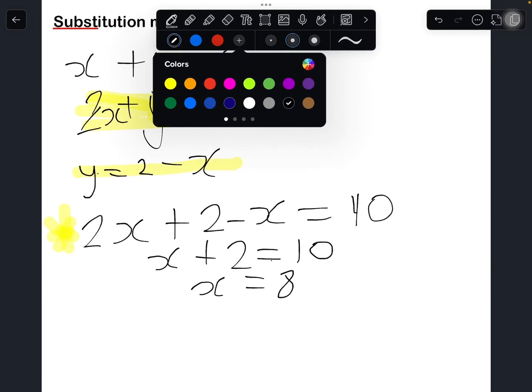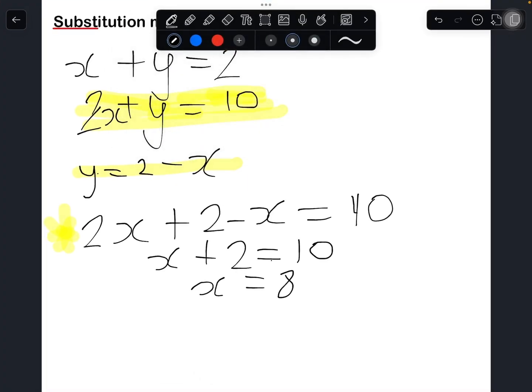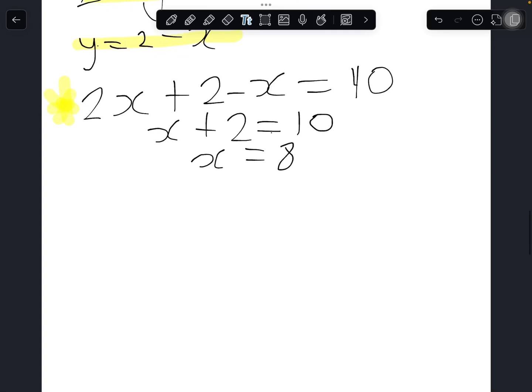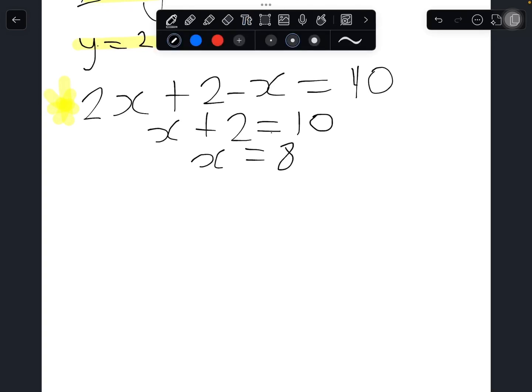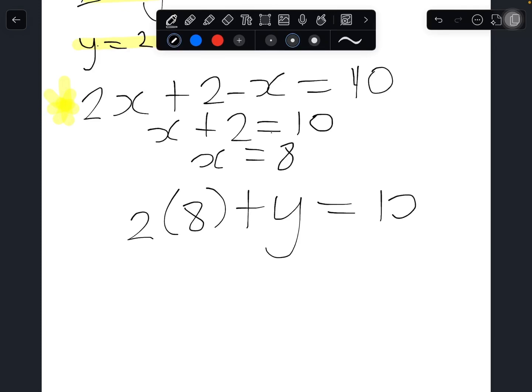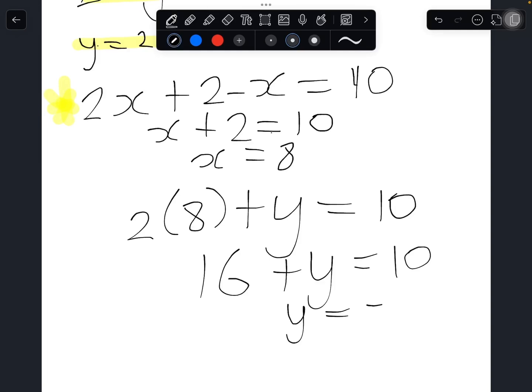And then now we're going to do the same thing we did earlier. Once we have it in this form where x equals 8, we're going to substitute it into one of our equations. So we'll have 2 times 8 plus y equals 10. Then we get 16 plus y equals 10, and then we get y equals negative 6. Okay, I hope that was helpful.